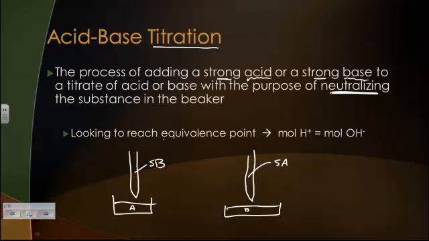Because through neutralization, you can find one of the key things we're looking for in a titration, which is the equivalence point. The point where the moles of H plus are equal to the moles of OH minus, and that happens stoichiometrically.